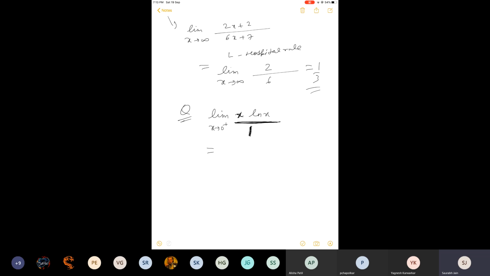What else to do? Okay, let me tell you. This question will not be solved like this. Upon 1, no. It's a good question. In fact, you will have to write it like this. Ln x upon 1 by x. Are both the same here? Yes.